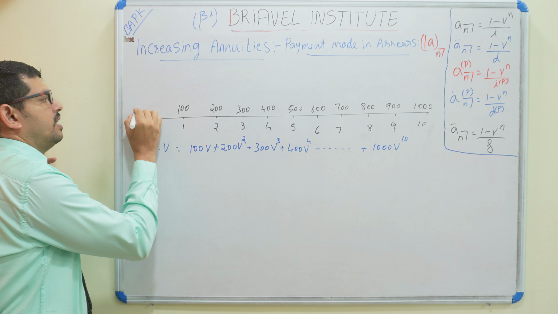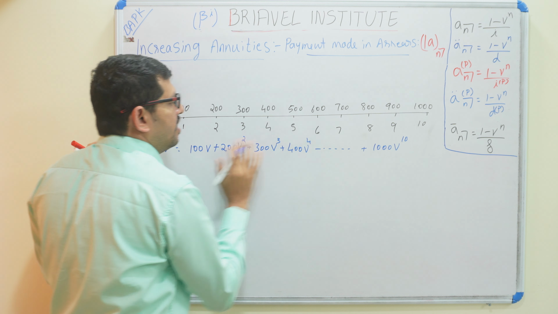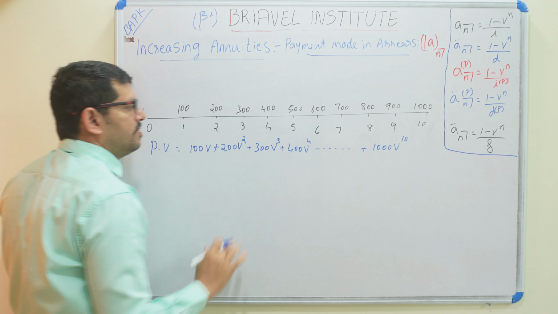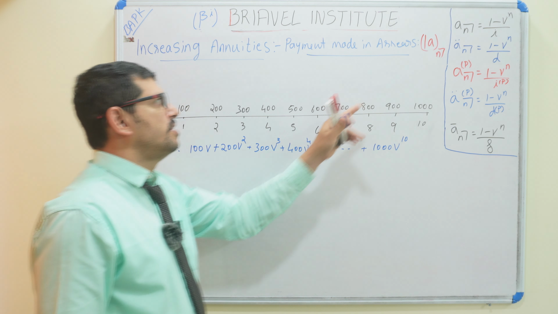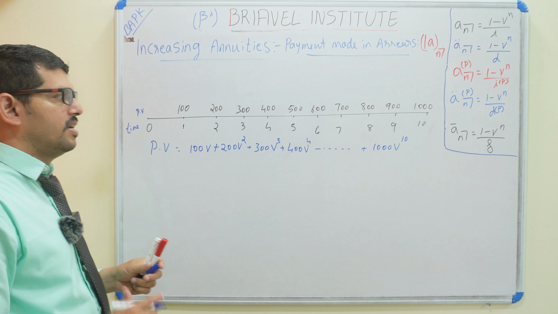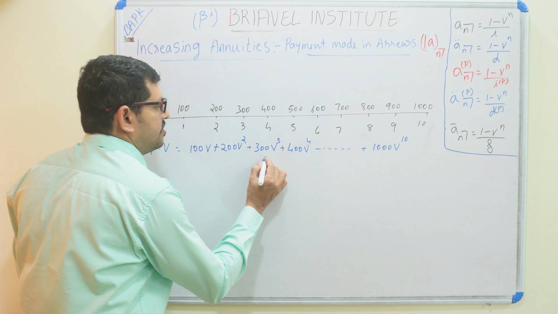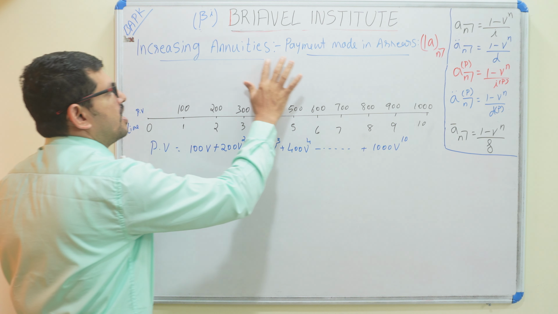What is the present value at time 0? These are the annuities I am taking. How do we calculate this? This is very difficult to calculate, because it is not constant. If it were constant, we could use a_n, but it is an increasing annuity. So how do we calculate this? This is a question mark. We can learn what the increasing annuity is.